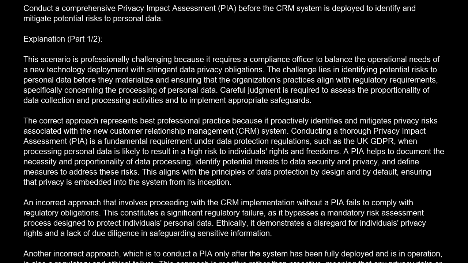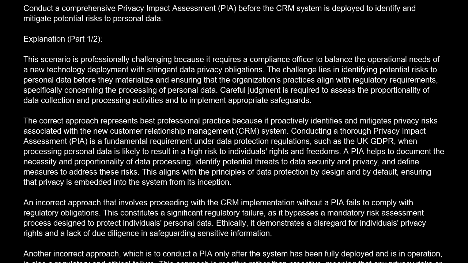An incorrect approach that involves proceeding with the CRM implementation without a PIA fails to comply with regulatory obligations. This constitutes a significant regulatory failure, as it bypasses a mandatory risk assessment process designed to protect individuals' personal data. Ethically, it demonstrates a disregard for individuals' privacy rights and a lack of due diligence in safeguarding sensitive information.